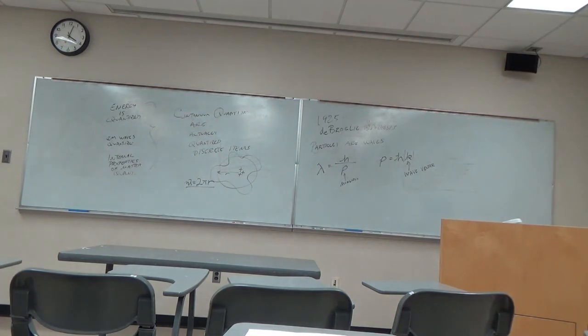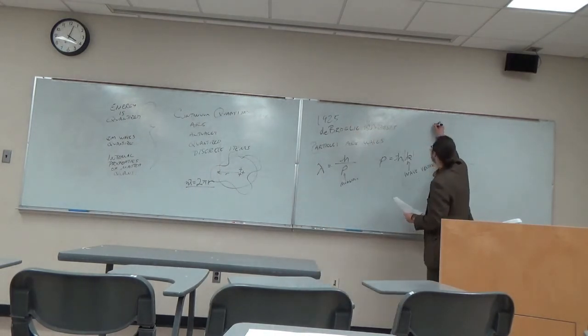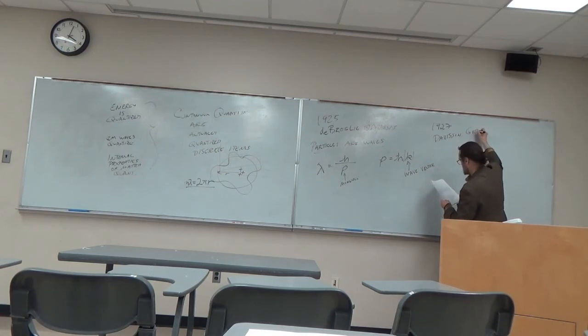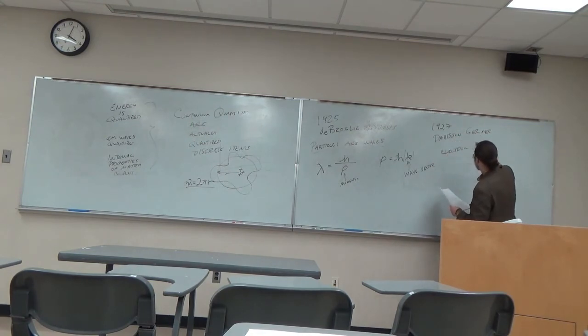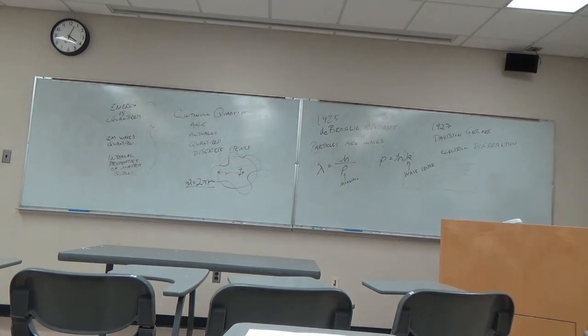And the de Broglie hypothesis was borne out. So this is 1925, 1927, the Davisson-Germer experiment, electron diffraction. And that proved to us that electrons, which we had before considered as particles, are now waves. And that really kind of broke everything open.